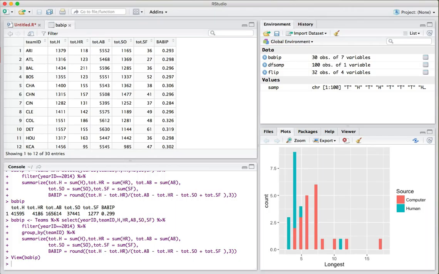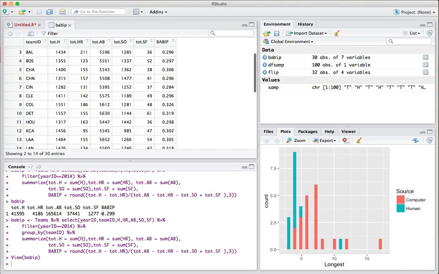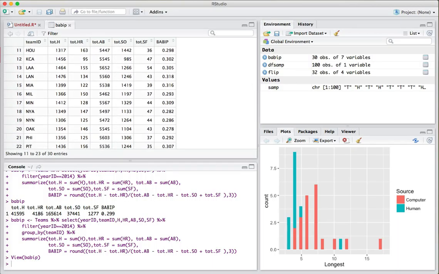So I've got all the 30 teams in 2014, and you can see that BABIP is roughly around .300, but occasionally, just because of randomness, even with this many at-bats, we get some deviation from that mean of .299. And as you can see, Colorado had a particularly high BABIP, and Detroit as well, so they may have been a little bit lucky that more of their balls fell into holes among the fielders than was average. And on the other hand, you can see a team like Oakland had a relatively low BABIP.